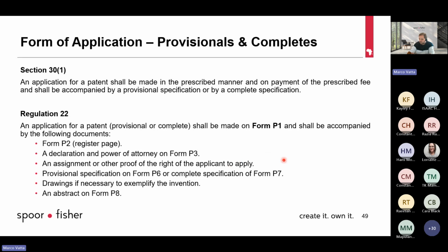The reason for having the abstract and the publication or abstract drawing is so that when a search is conducted on the public records relating to a specific invention, whoever is searching those records is able to identify an invention and whether there is an invention that is similar or the same as one that they are seeking to protect in South Africa.